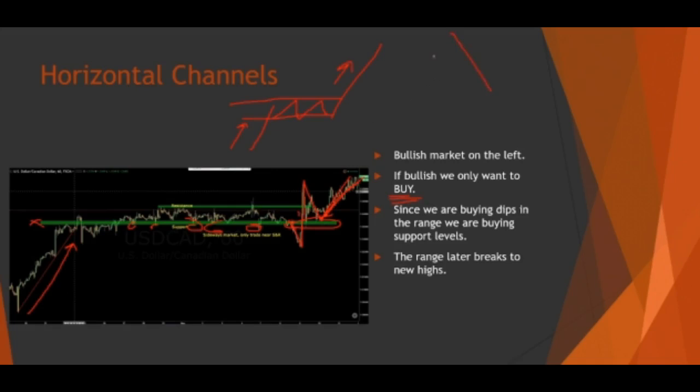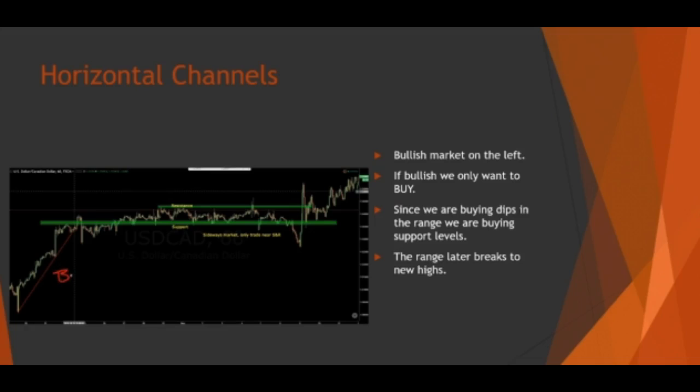The same goes if we had a bearish move, followed by sideways, and continuing. We're always looking for the market to continue what it was doing prior. The reason being, this is just buyers and sellers.